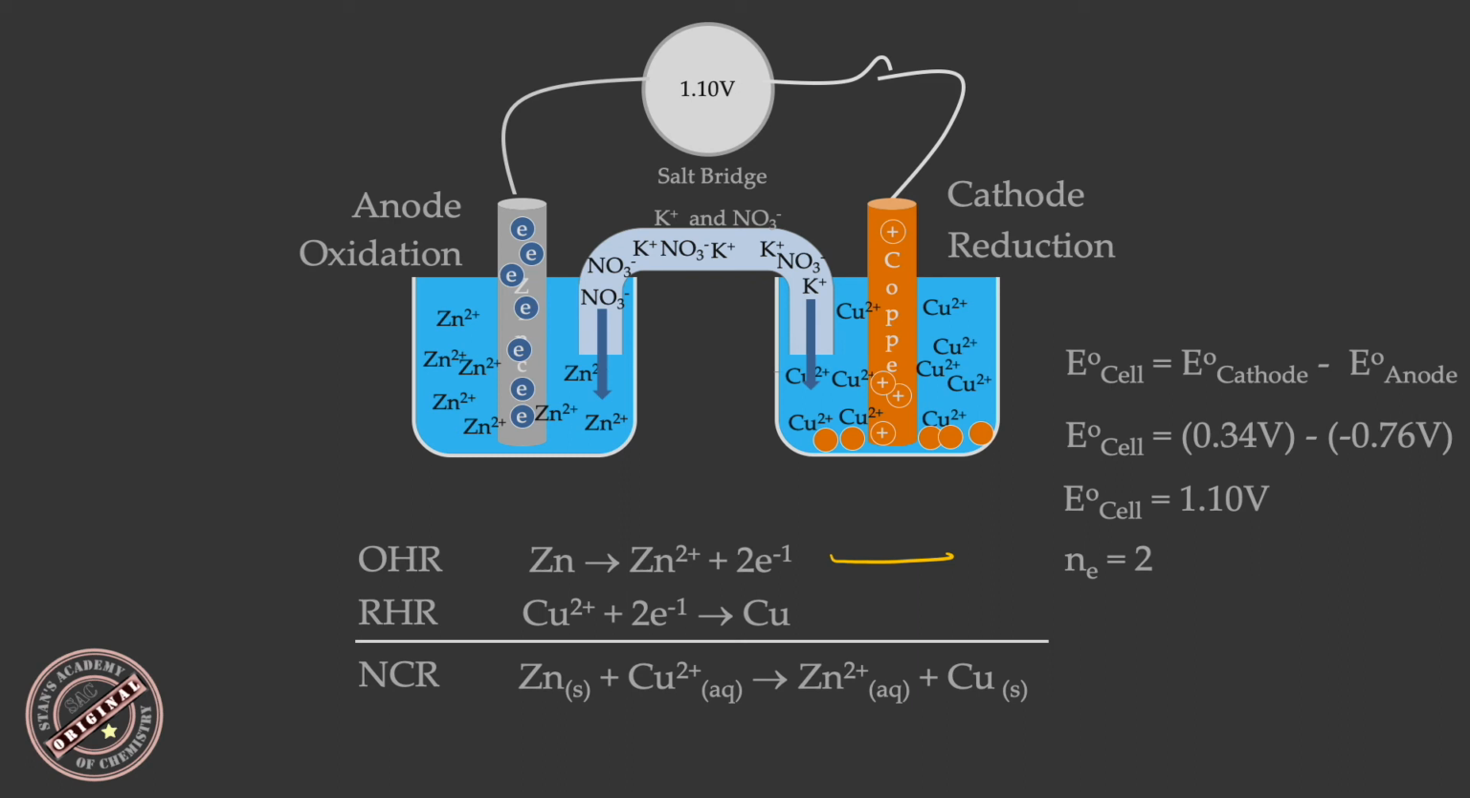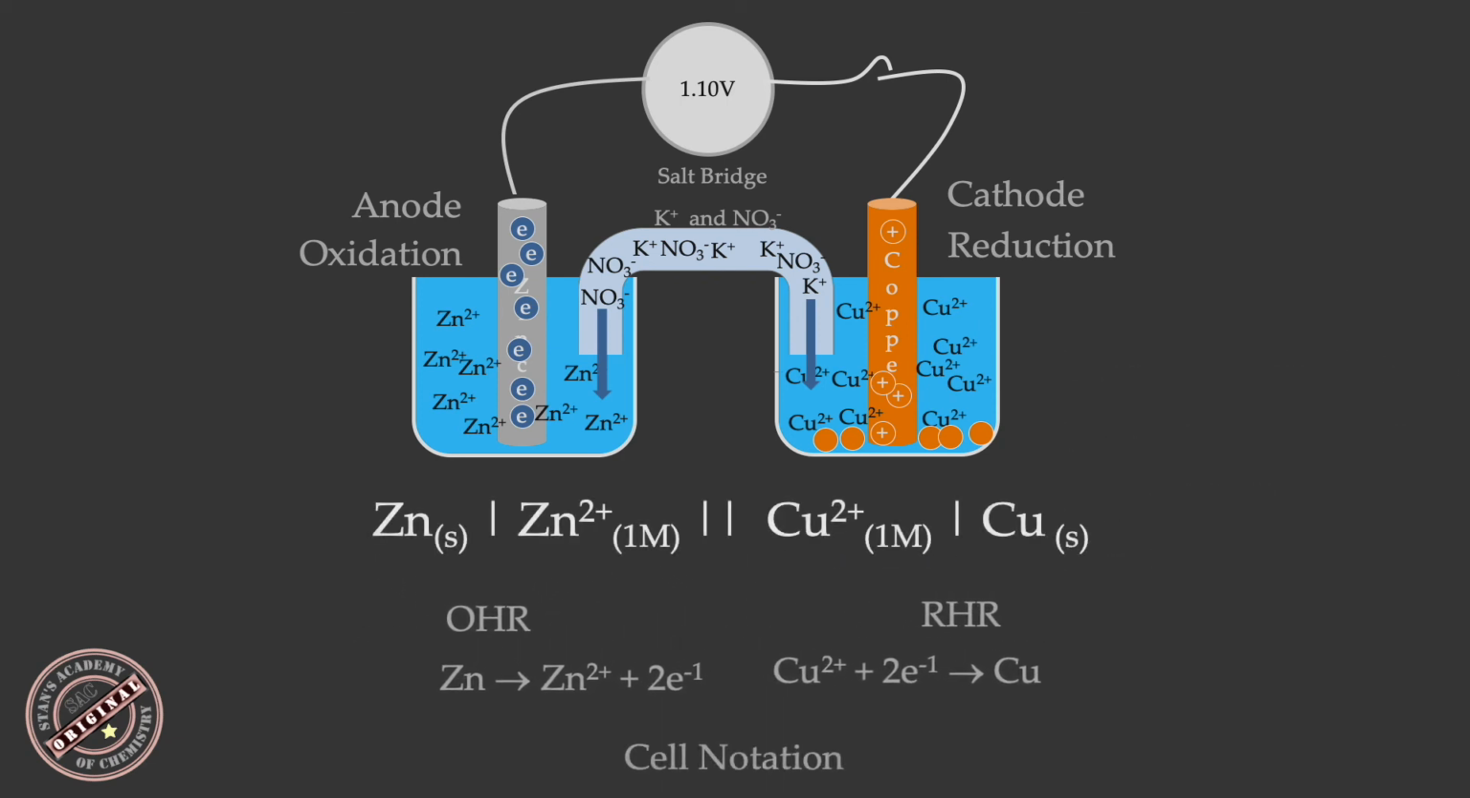especially while representing a galvanic cell or electrochemical cell as represented here. Now all the time it's not possible to draw these diagrams, so we also use what we refer to as a cell notation. So the cell notation is written beneath the diagram here.